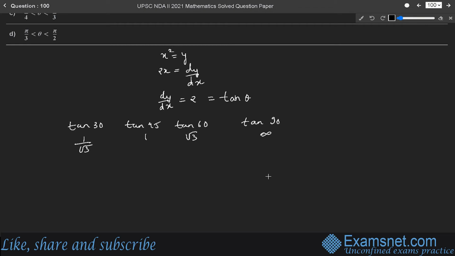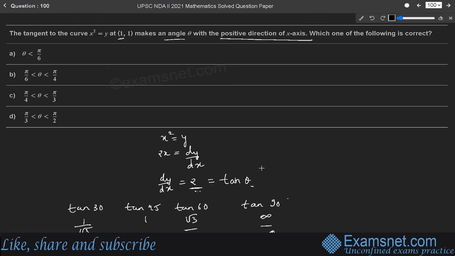We know that 2 lies between root 3 and infinity. So the angle will be between tan 60 and tan 90. The value for tan theta equal to 2 lies between tan 60 and tan 90, which is pi by 3 and pi by 2. So we can say that the angle theta here lies between pi by 3 and pi by 2. So the correct option is option number D.